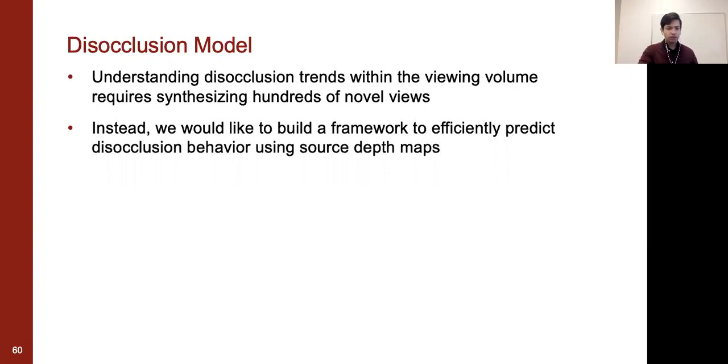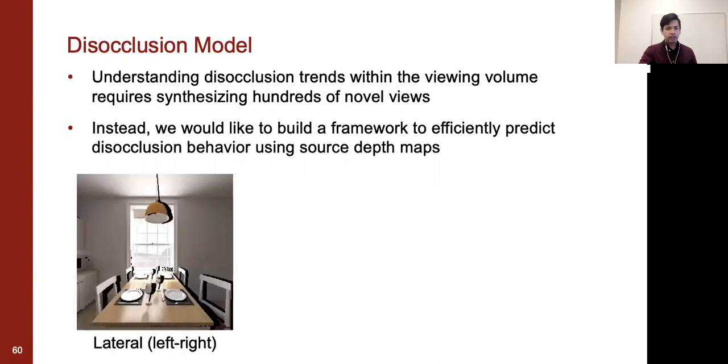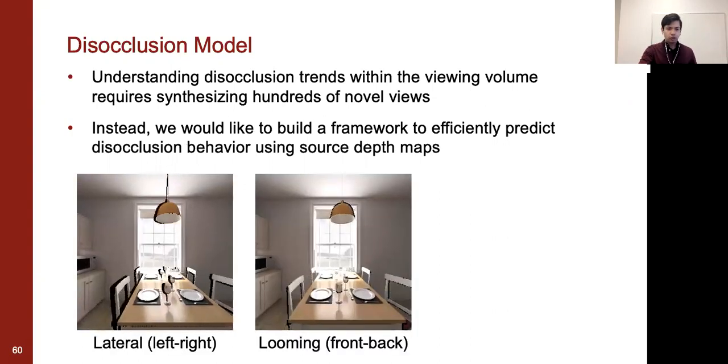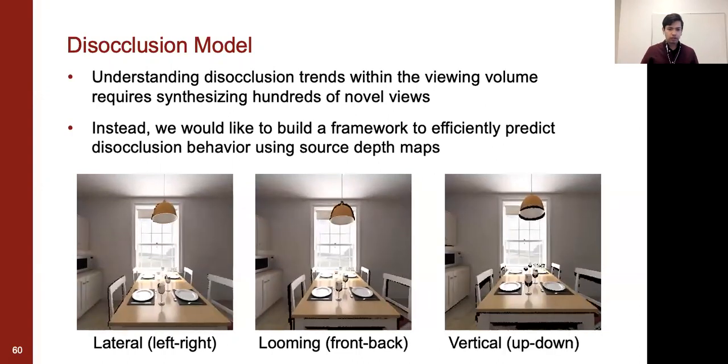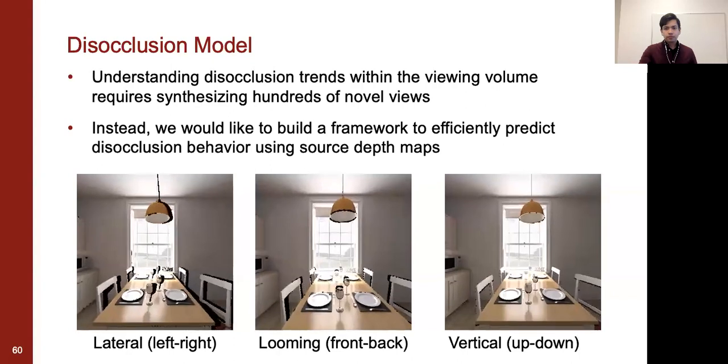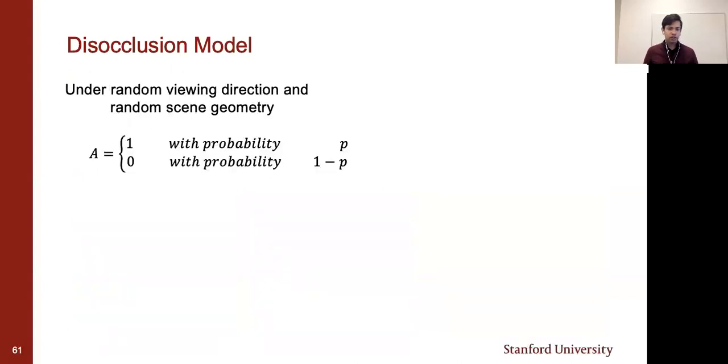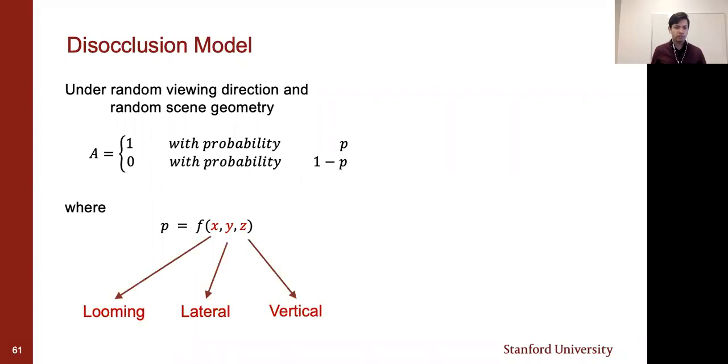To that end, we break down general 3D motion based on the viewing direction into a lateral component, a looming component, and a vertical component. And then under random viewing direction and random scene geometry, we can define a disocclusion hole indicator variable A, where A equal to 1 indicates a disocclusion hole and A equal to 0 indicates that the information is available from the source view. We can model A as a Bernoulli variable with parameter P, where P depends on the viewpoint translation, where the three components are X, Y, and Z.